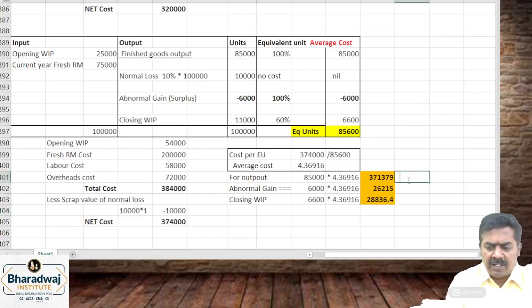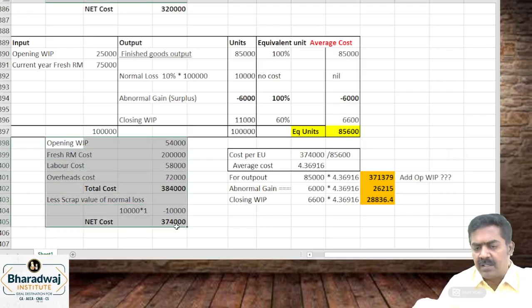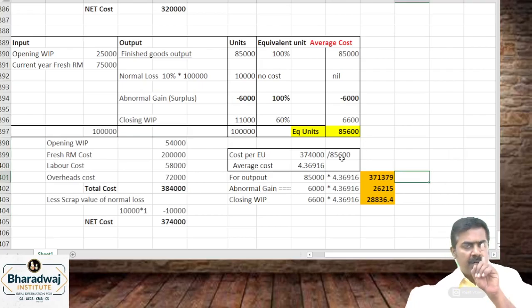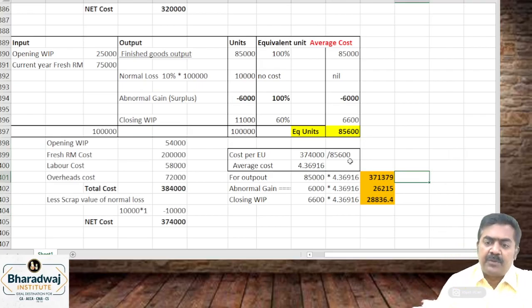Will you add opening WIP? No. Why? Because the opening WIP cost is already included in the total cost. Now compare and understand the difference between FIFO and which method?